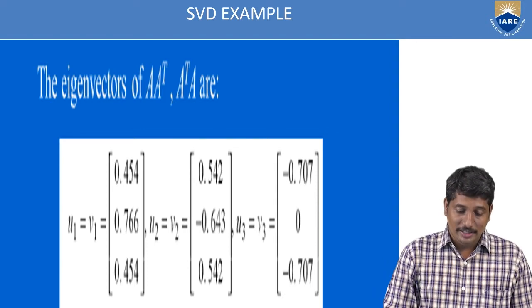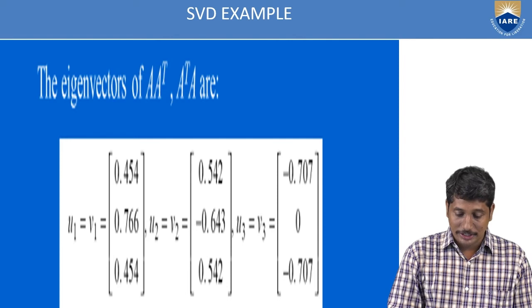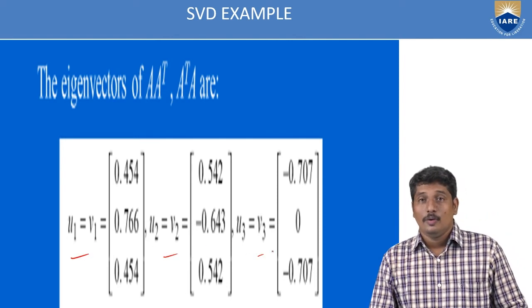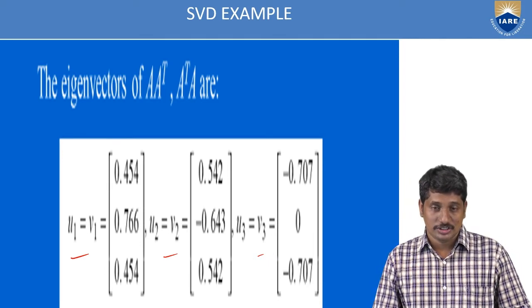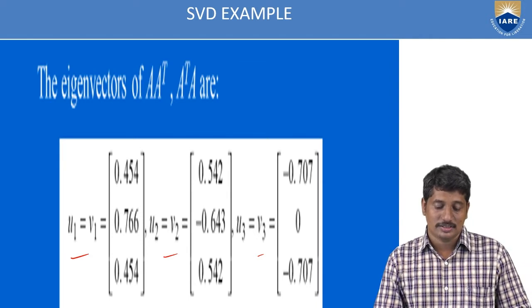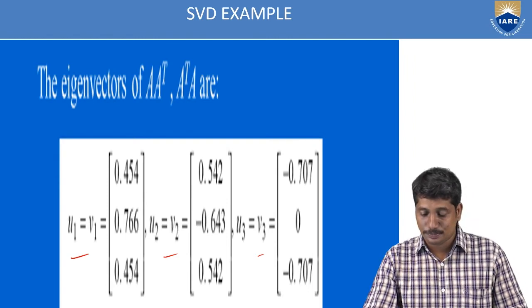Here we can calculate eigenvectors of A into A transpose and A transpose into A. Because this is a symmetric matrix, we can calculate the eigenvectors by using the homogeneous system of equations. The eigenvectors are given by this matrix u1, u2, u3. Of course, we'll see in the next problem how to calculate these vectors.